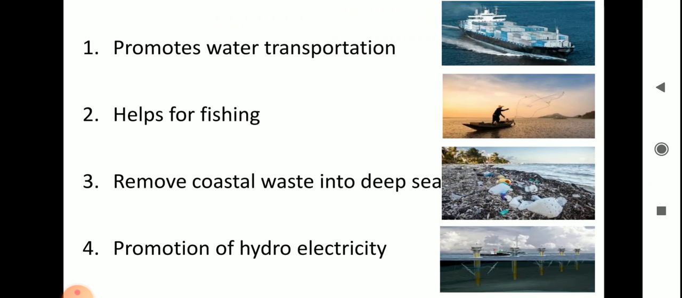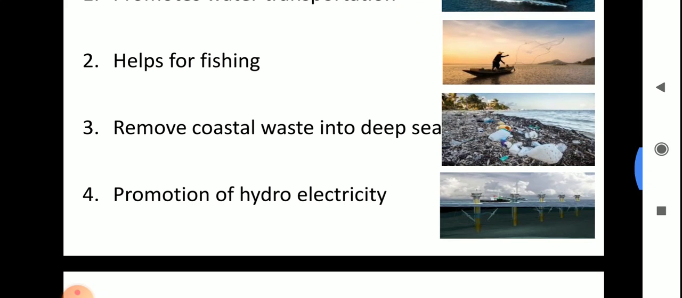Then we have two important terms you have to remember: ebb and flood. Flood is also known as flow. Ebb means the duration between high tide and low tide when the water level is falling. So that's how you remember it. When the water level falls, we call it ebb. Between low tide and high tide, when the water level keeps on rising, we call it flood, or flow.